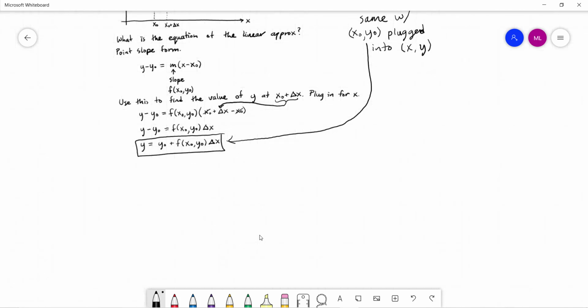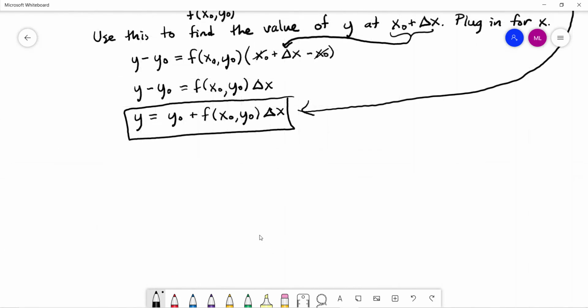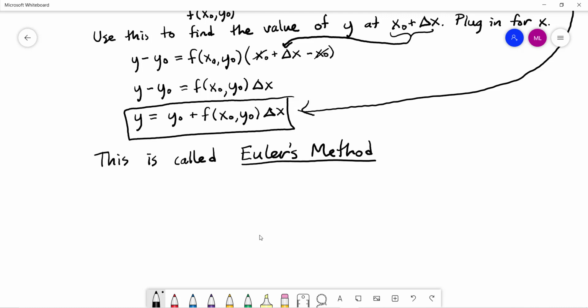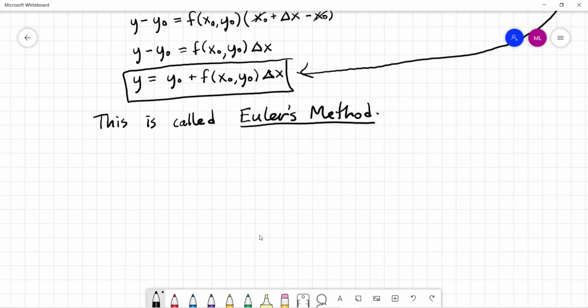And so this is the idea. It's a linear approximation. This is called Euler's method. And it's basically something, if we repeat this over and over and over again, we can successively get a bunch of guesses to figure out what the solution is going to look like.